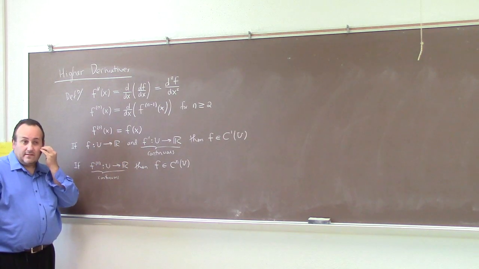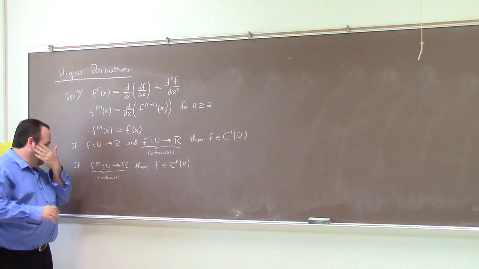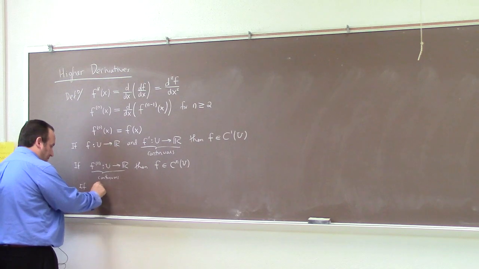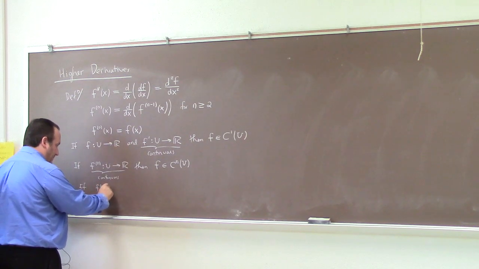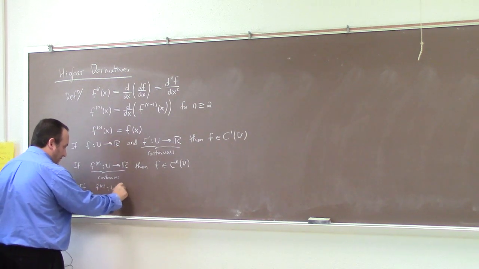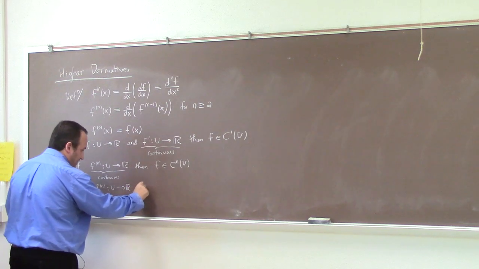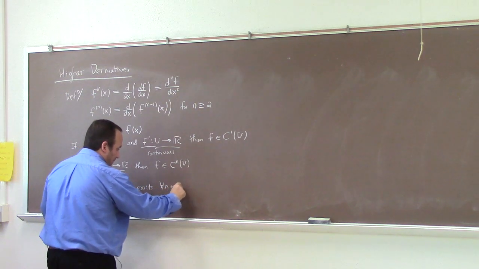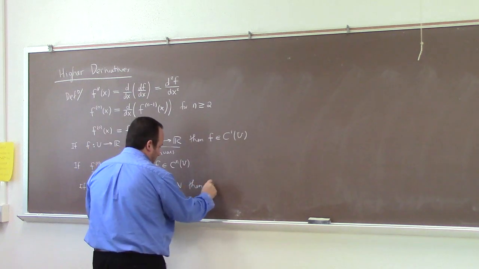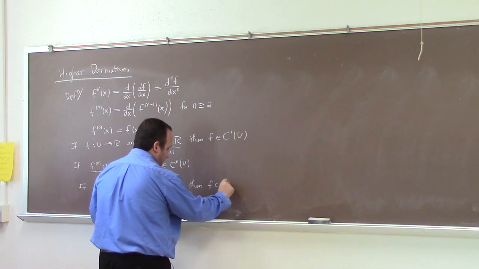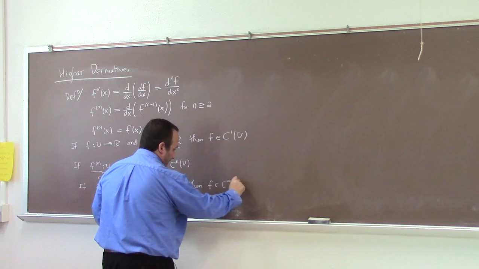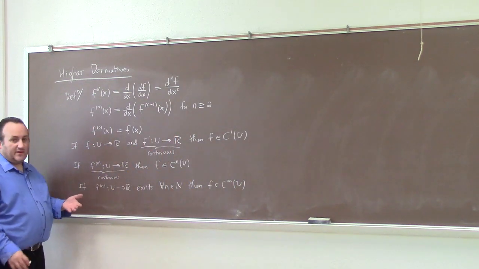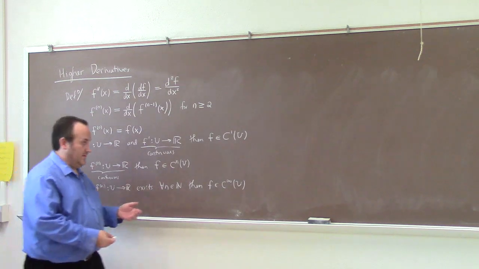All right? And then finally, if f^(n) from U to R exists for all n, then f is an element of what's called C^infinity(U). So a function which is in C^infinity(U) is called a smooth function.